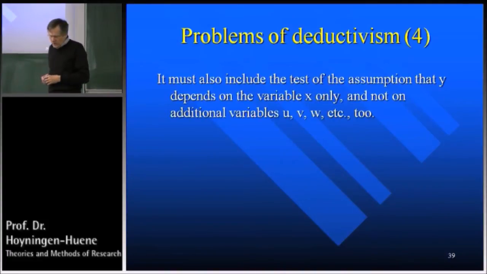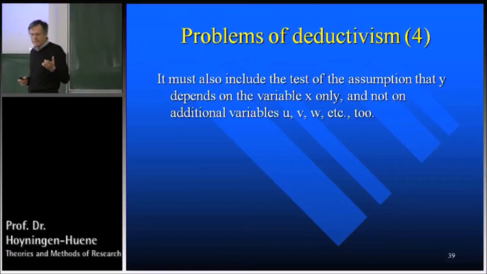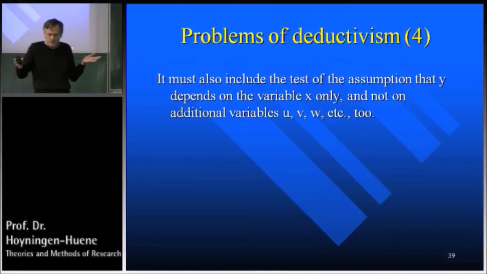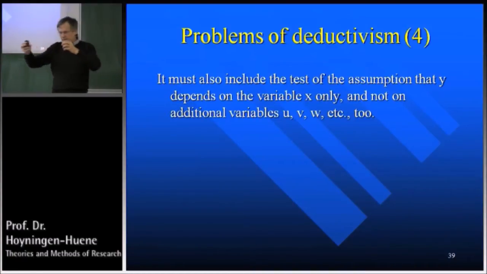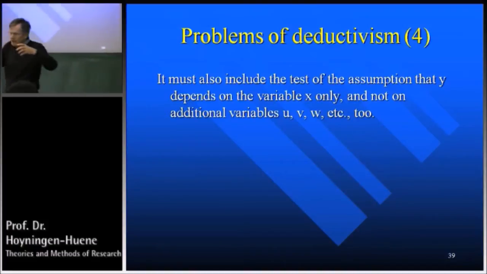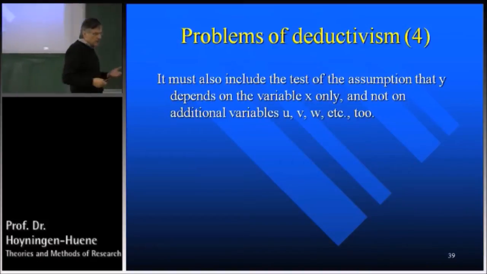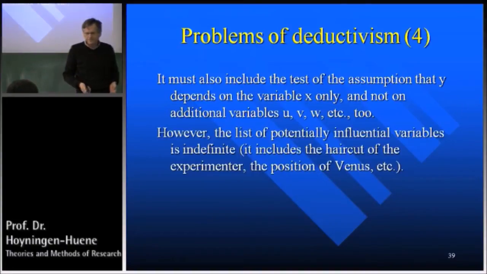The test must also include the test of the assumption that y depends on the variable x only. That's an assumption that's in this functional dependence. And it could also depend on additional variables, u, v, w, etc. So testing a dependence of y on x does not only mean saying that's the general connection between x and y. It's worthless if there are other variables as well, and you must test for these other variables.